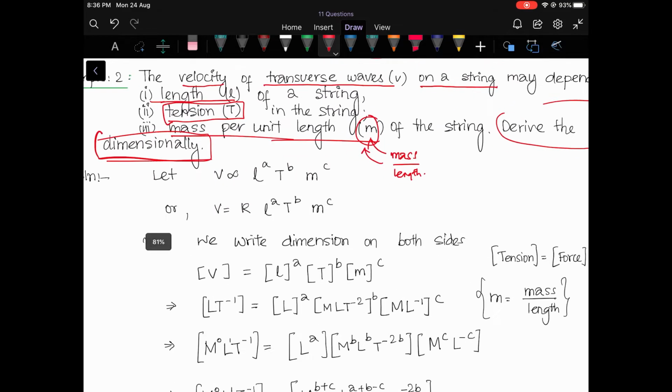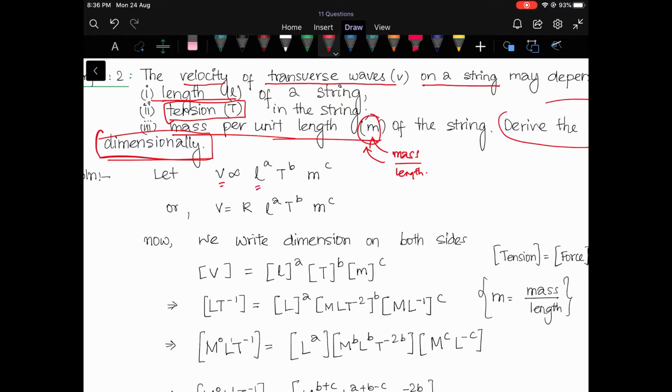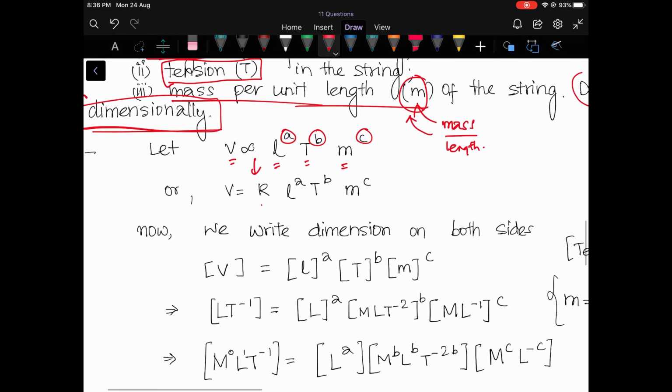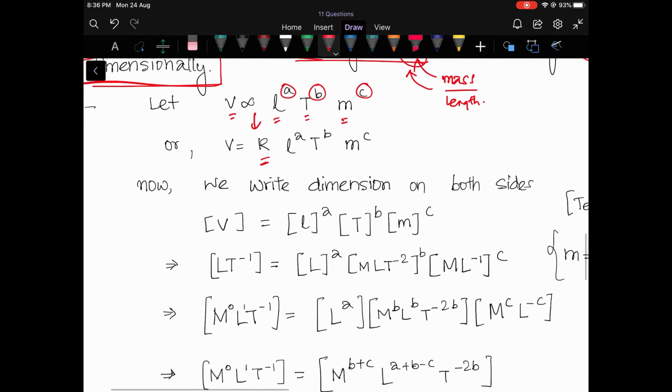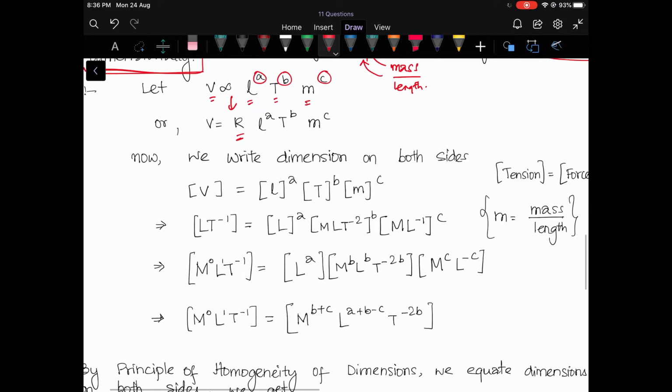So just like before, we will write that the velocity depends on the length of the string, tension on the string, and mass per unit length of the string, to the powers a, b and c, which we do not know. Again, you see we have brought in the dimensionless constant, and then we are simply going to write dimensions on both sides. So we write dimension of velocity, dimension of length to the power a, dimension of tension to the power b, dimension of m to the power c.